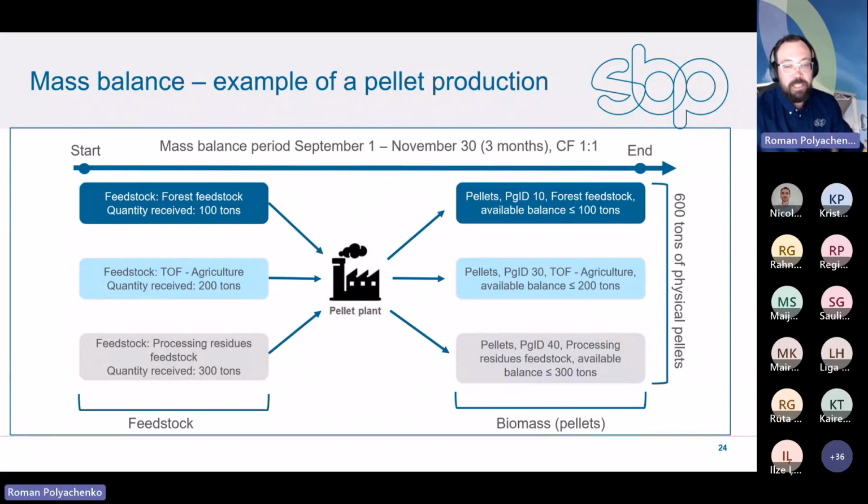So the key difference with the credit-based system is that the virtual credits were detached from the physical stock, but the mass balance system is much more linked to the physical stock.